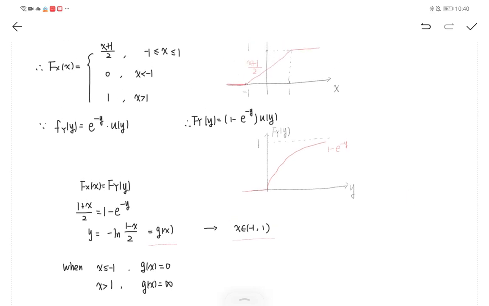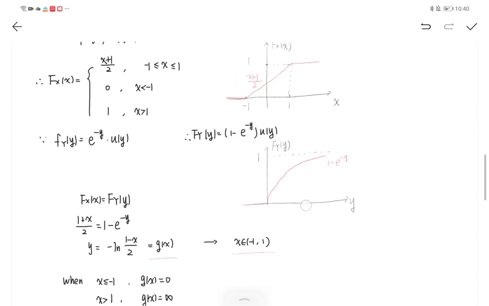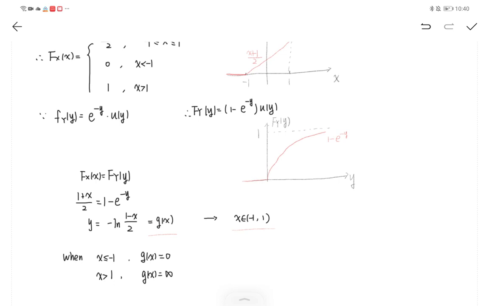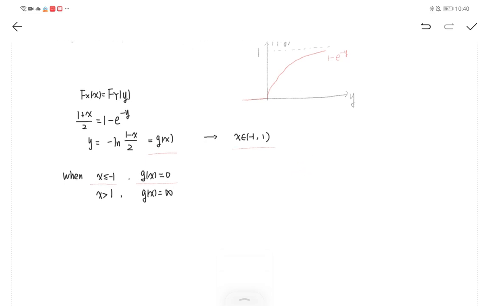So for x from -infinity to -1, g(x) equals 0, and it is similar. So when x is more than 1, g(x) equals infinity.